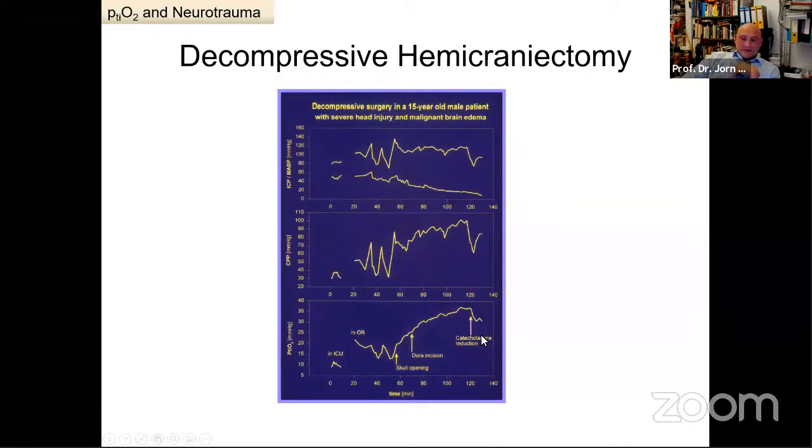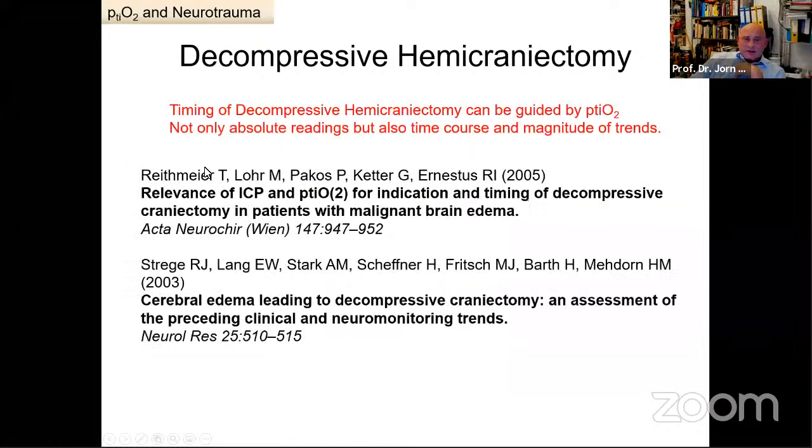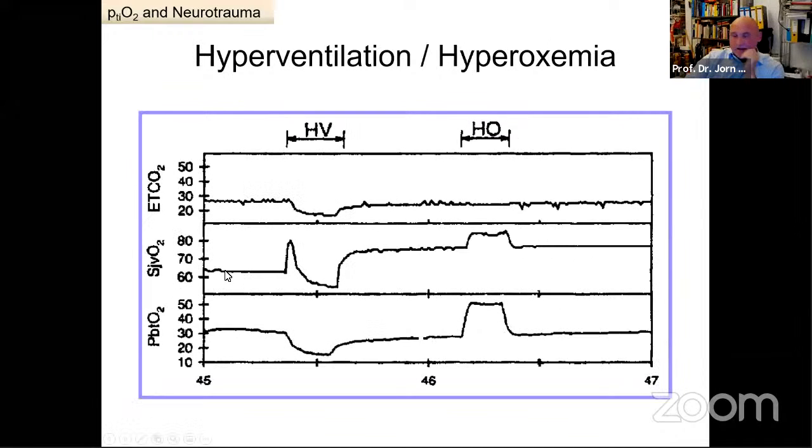This point, for instance, is a reduction of catecholamine by the anesthetist, and you see instantly the blood pressure goes down, and the PTO2 goes down as well. So this all leads to the conclusion that the timing of the decompressive hemicraniectomy can be guided by PO2 measurements. But it's important to stress that you cannot only take the absolute readings, you have to look at the time course in the individual patient, of course. And these studies are, again, showing this.